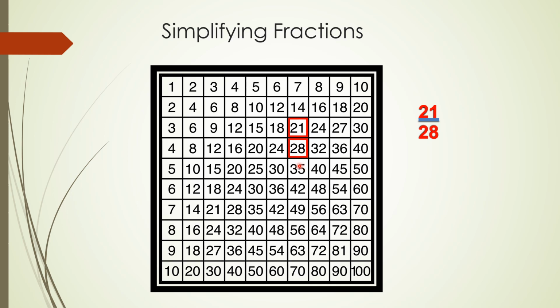As per our discussion, how do we get the final answer? Go in the same row where 21 is, towards your left-hand corner, and it is 3. And for 28, you search in the same row towards the left-hand corner of the grid, and it is 4. So when we reduce 21 by 28, we get the answer 3 by 4.